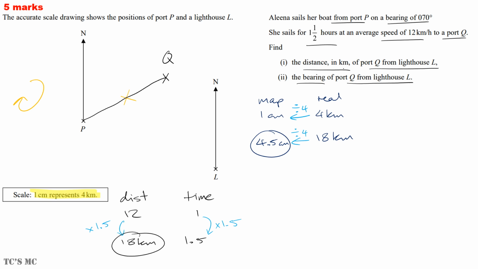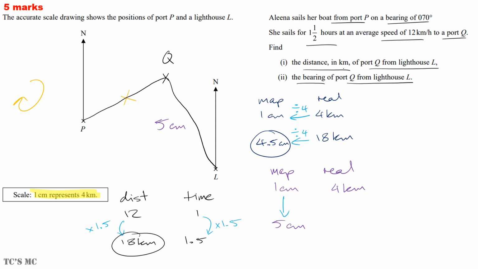Now we're going to join up Q to L. Of course, use a ruler. If I measure that, I get 5 centimeters. We need to convert that into kilometers. So we have map and we have real life. We have 5 centimeters, so that goes below map. And we need to convert that.